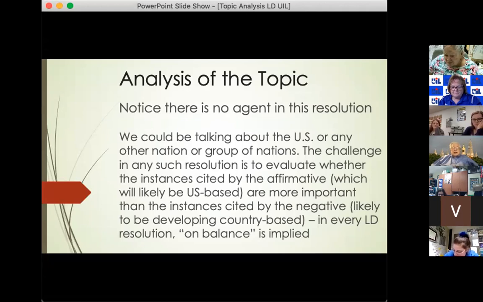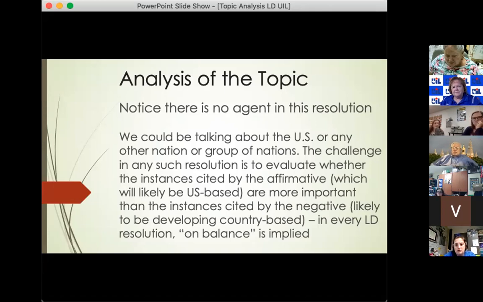So we could be talking about the US, or we could be talking about any other nation or group of nations. The challenge in any resolution, and I'm kind of reading to you from the slide, is to evaluate whether the instances cited by the affirmative, and on this topic, I think those are likely to be US based, are more important than the instances cited by the negative. And the better negative side of this topic will be ones that will focus on developing countries, as we'll talk about as we go along.